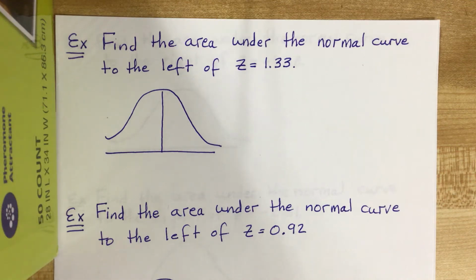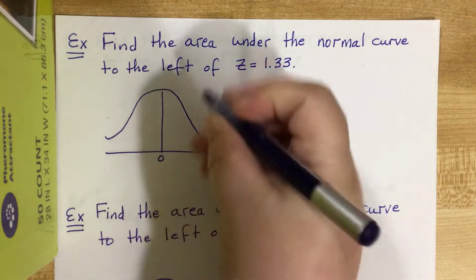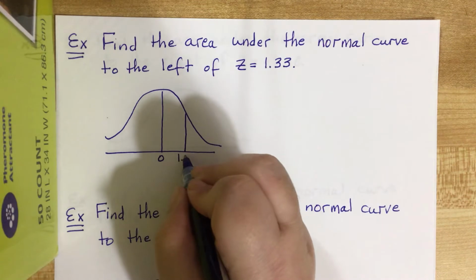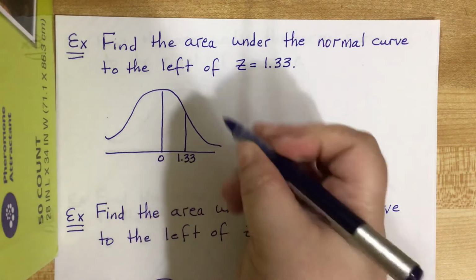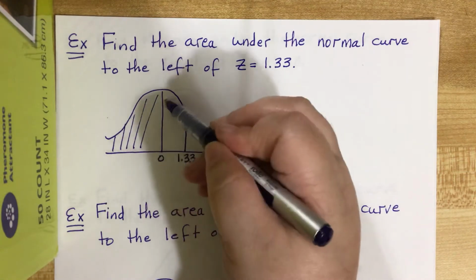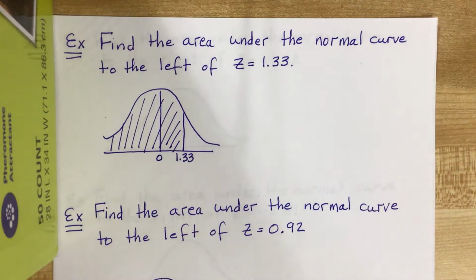Hi guys, more examples on the normal distribution table. This time we want to find the area under the normal curve to the left of z equals 1.33. So again, what does this look like? I have 1.33 here, and we want all of this area to the left of 1.33.